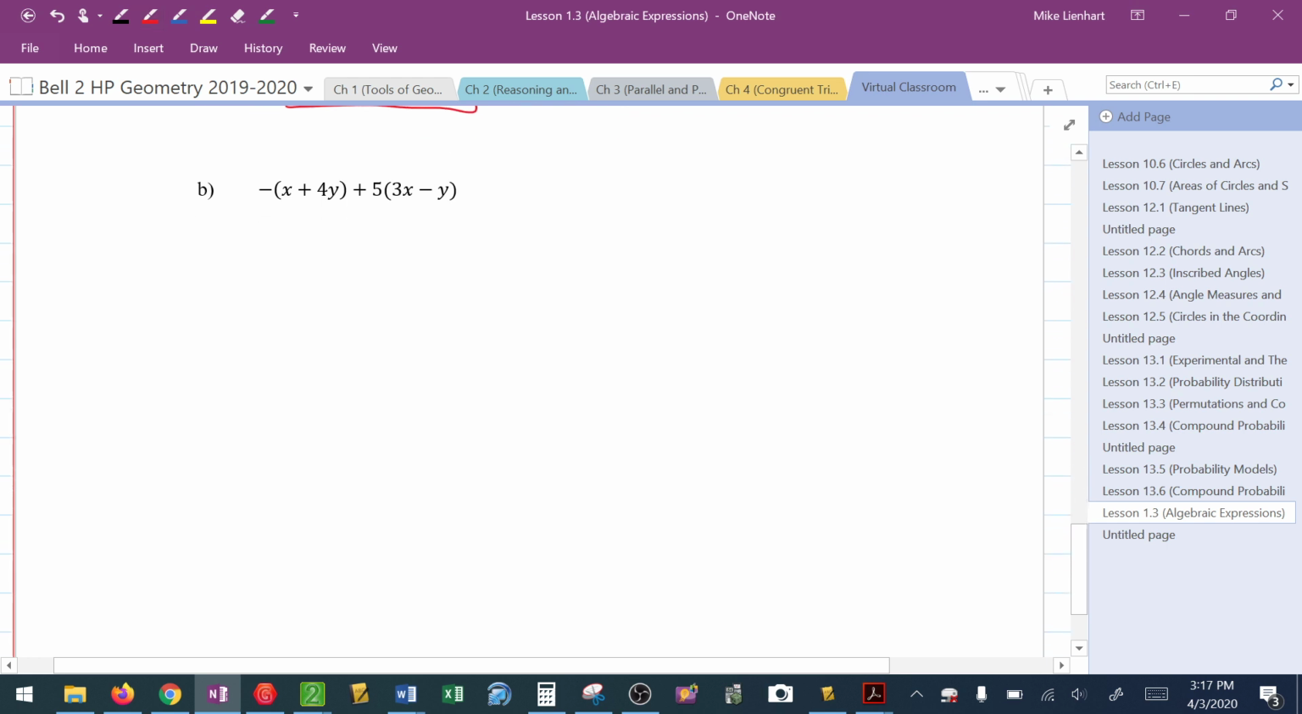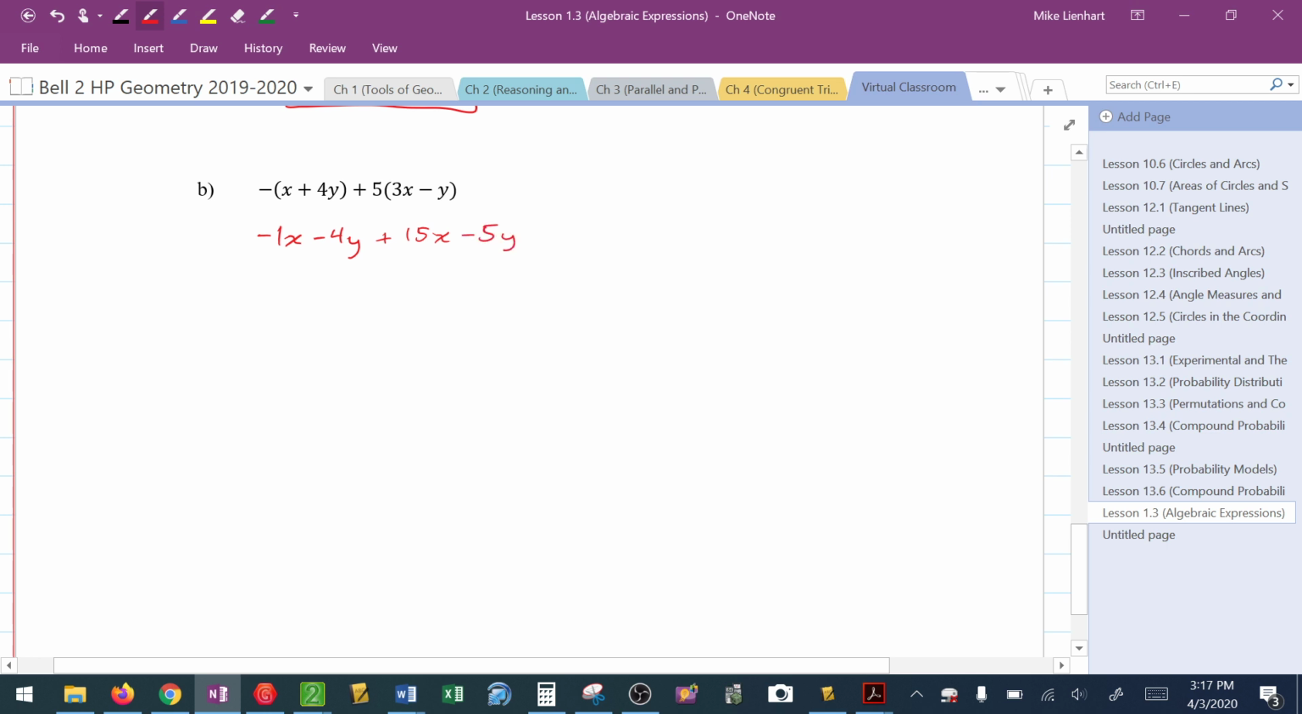Okay? Part B here, we also have a distributive property involved. In the first expression, I have to distribute first because the order of operations tells me to multiply before you add and subtract. And combining like terms is mostly adding and subtracting. So this would be negative 1x minus 4y. Don't forget to distribute it to both pieces. This would be plus 15x minus 5y.